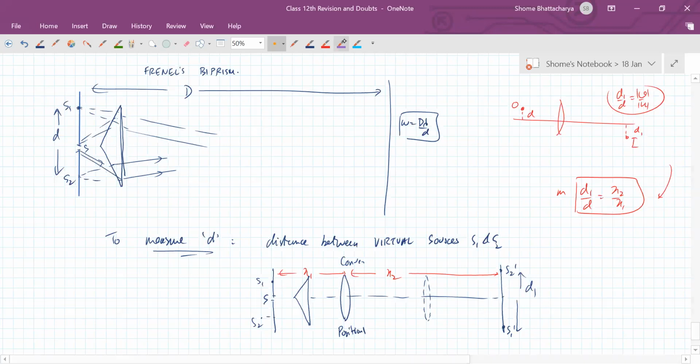Okay. Now position 2 of the lens is, let's say, here. If position 2 of the lens is also giving you the images here, then this distance must become X2 and this distance must become X1. This time S1's image will be here and S2's image will be here, and the distance between them will be D2. Okay. So now D2 by D will become X1 by X2.